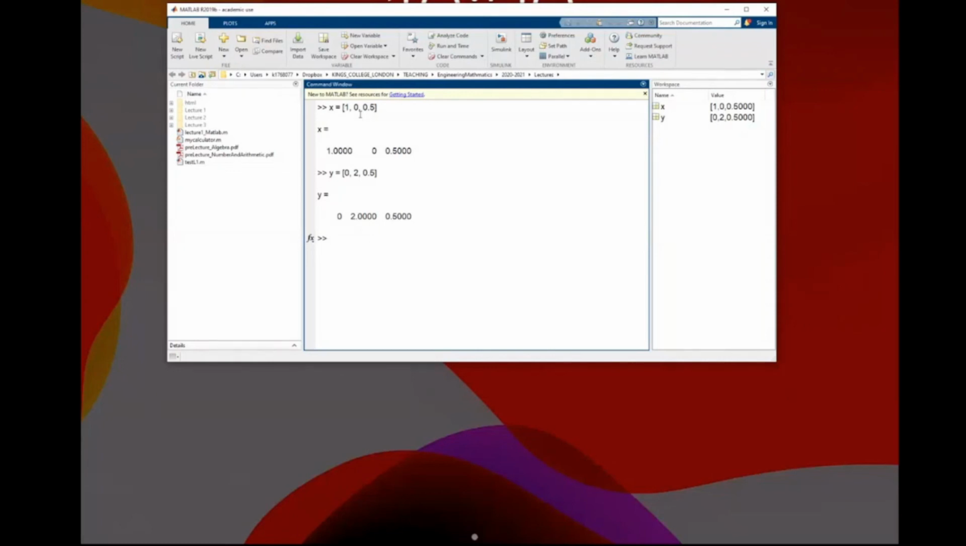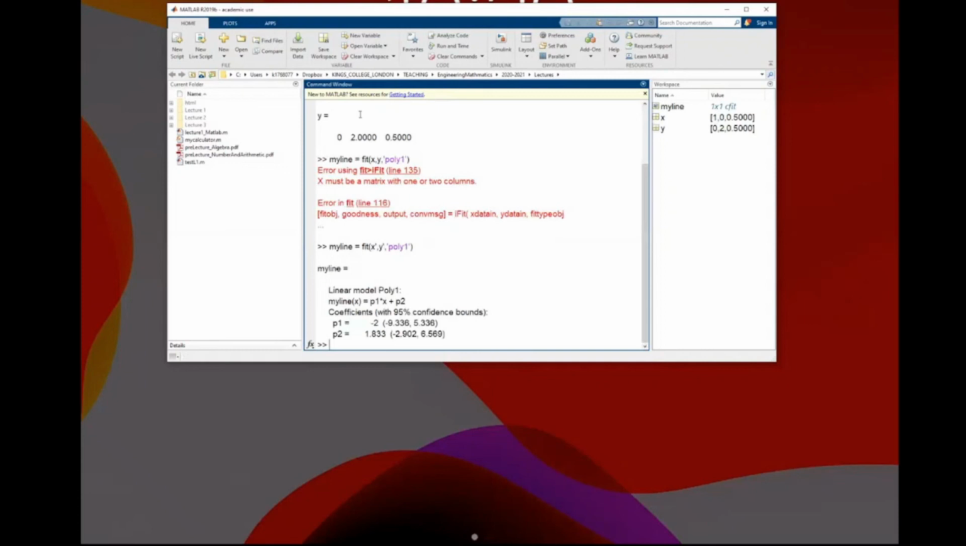Then how do you fit a line using Matlab? You can say to Matlab, give me a line, I will call it my line, that fits x, y using a linear function, which is the polynomial of degree 1. And what we get, poof, is an error. Matlab says X must be a matrix with 1 or 2 columns. So the input that Matlab is expecting is a column vector. So how we do it is by transposing our vector so that Matlab can accept it.